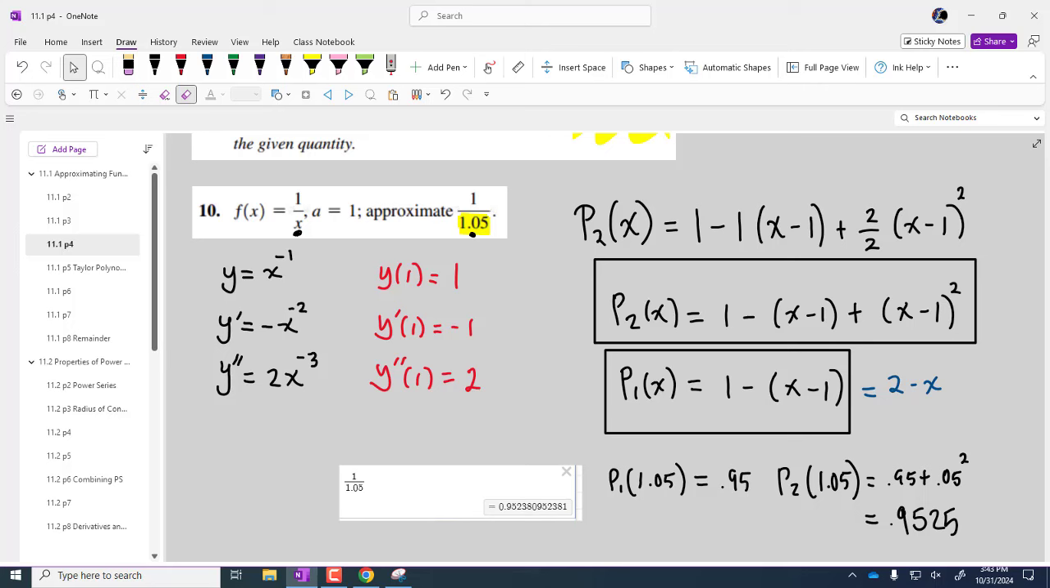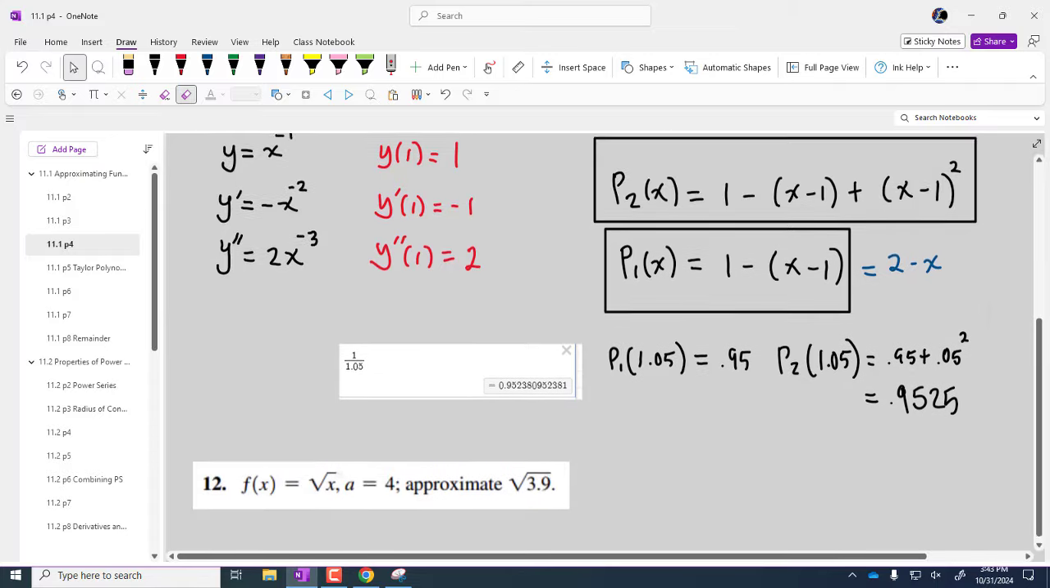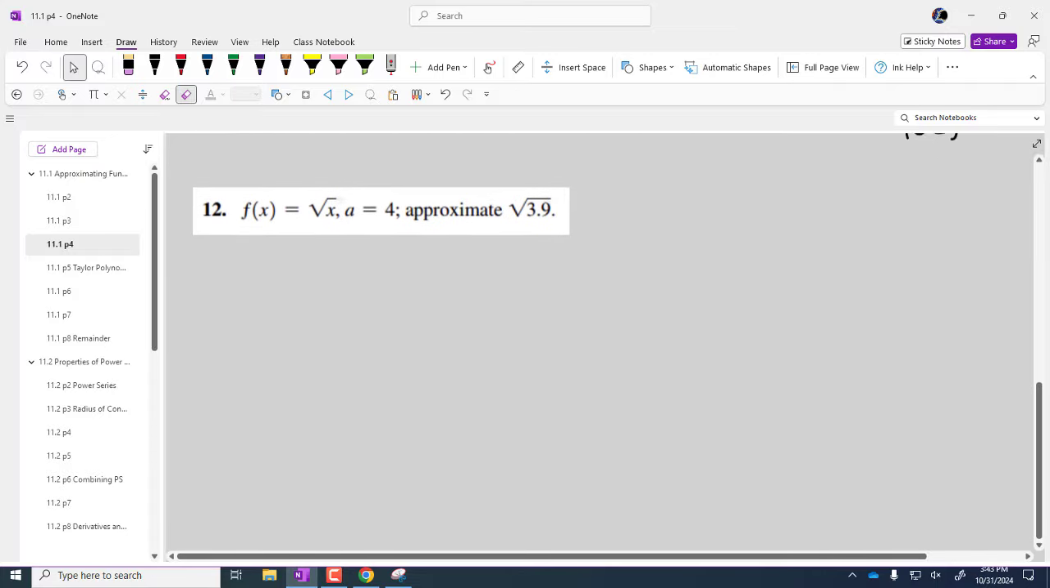Yeah. So we're human graphing calculators now. Yes, we are human graphing calculators. Yay. We're human calculators. All right, let's try another one.